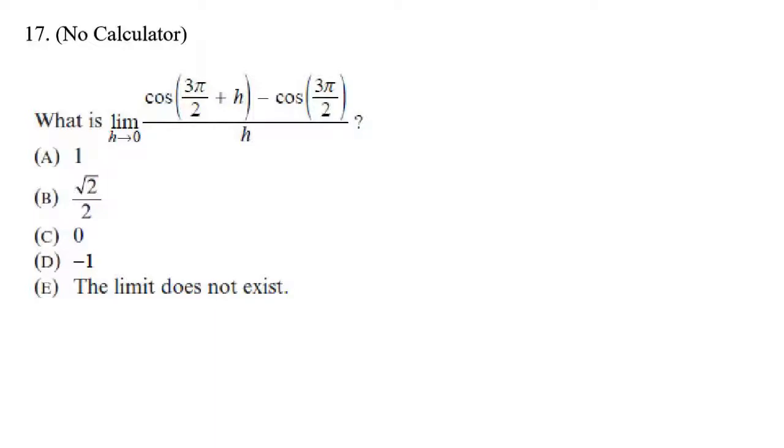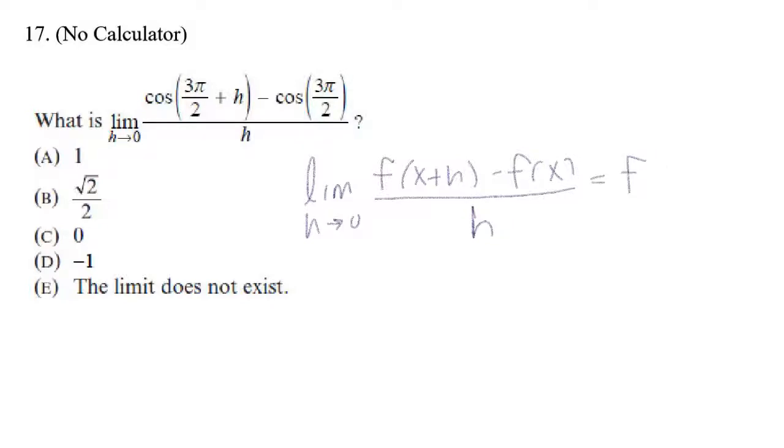Okay, this problem is very similar to the last one. Again, we're talking about the limit definition, or a definition of a derivative. And again, that limit as h approaches 0 of f of x plus h minus f of x all over h is talking about f prime at x. And now when we go through, we identify, here's my f of x, and I need the derivative value when x equals 3 pi over 2.